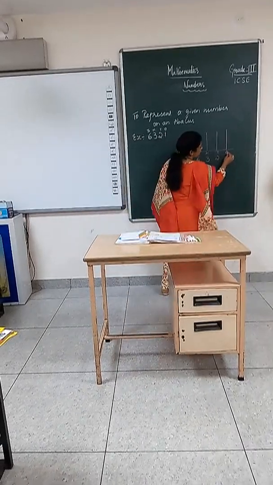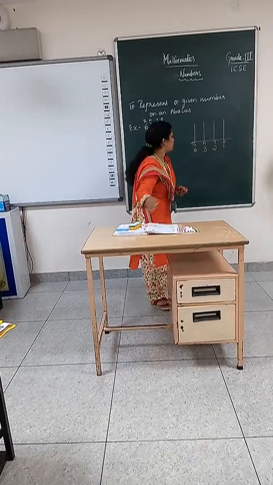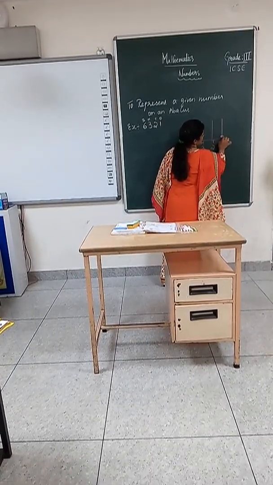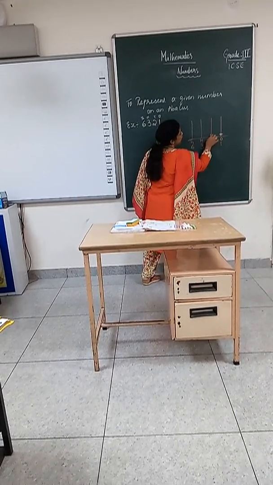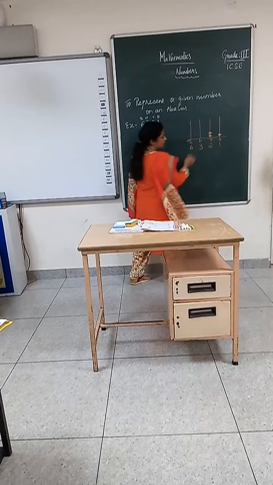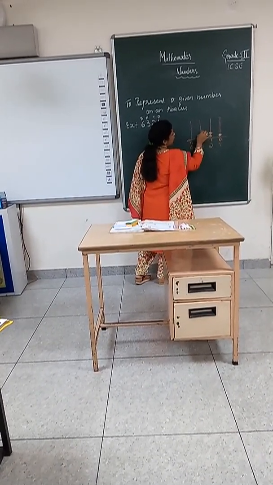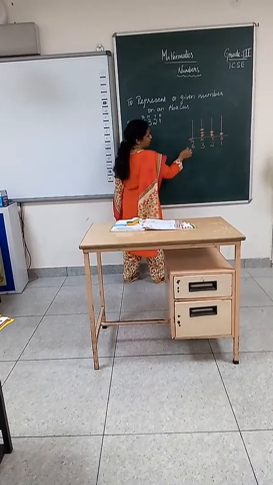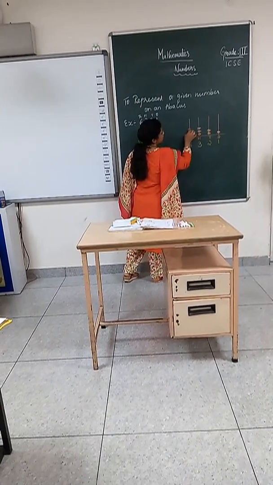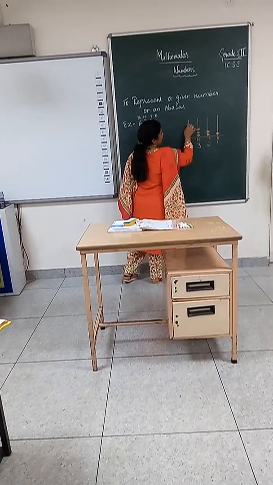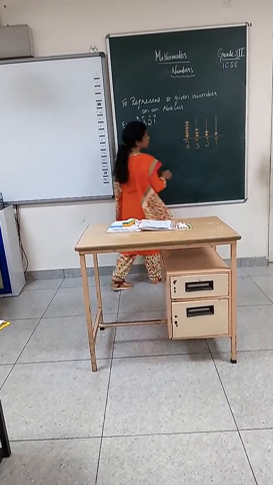Now in the ones place we have 1, so you need to draw only 1 bead. Then in the tens place I have 2, so you need to draw 2 beads. Then in the hundreds place we have 3, so you need to draw 3 beads. And in the thousands place it is 6, so children, you are going to neatly draw the 6 beads. You can use any colors so that it looks beautiful.